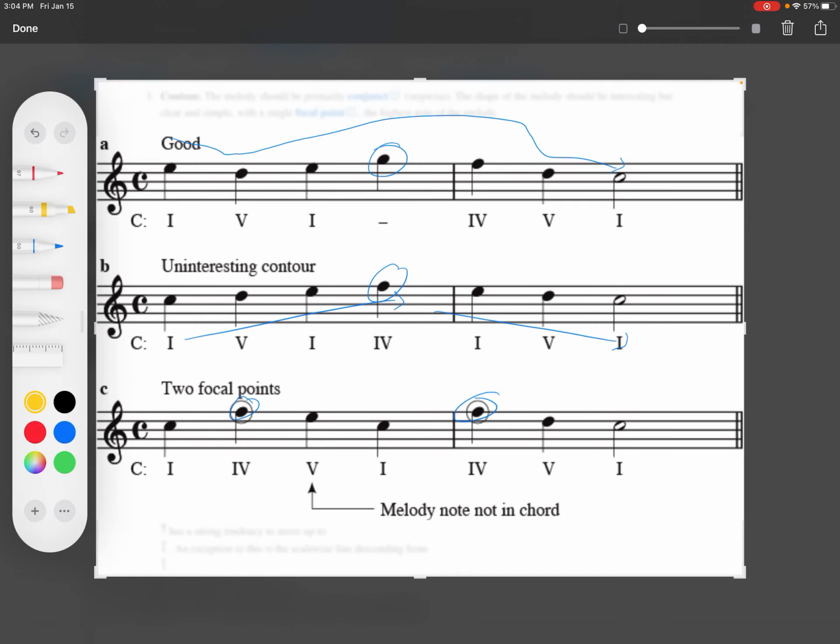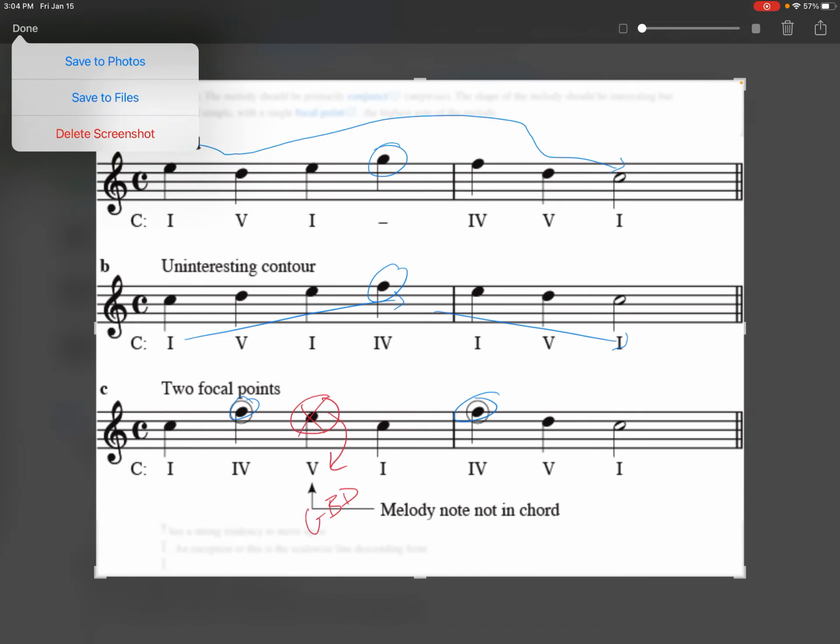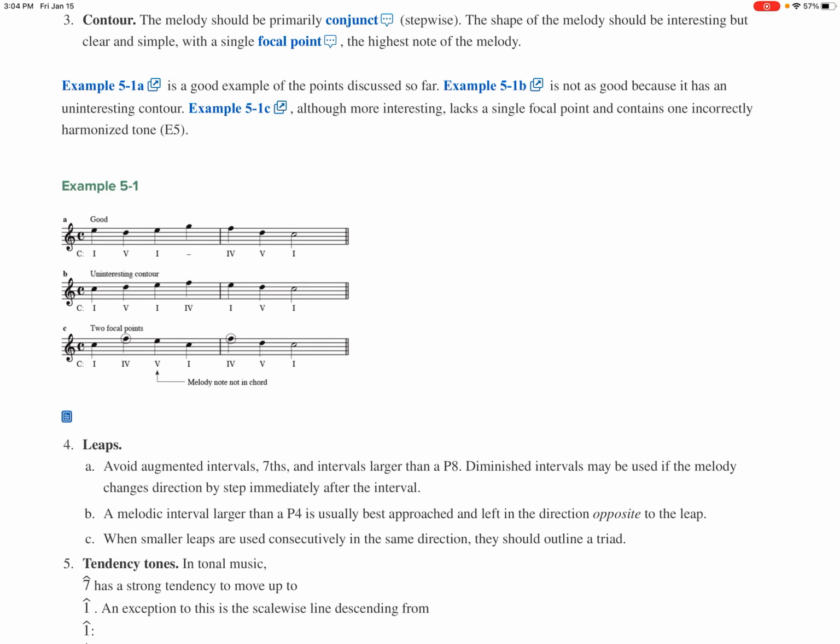This right here is a non-chord tone. E does not belong to the 5 chord, which is G, B, D. So this is a non-chord tone. The melody note is not in the chord. So that's not good. We want to have chord tones, generally speaking, until we get to non-chord tones, which is a few chapters ahead. So there you go. This would be the primary way in which you evaluate melodies, and you're going to be doing this for your homework.